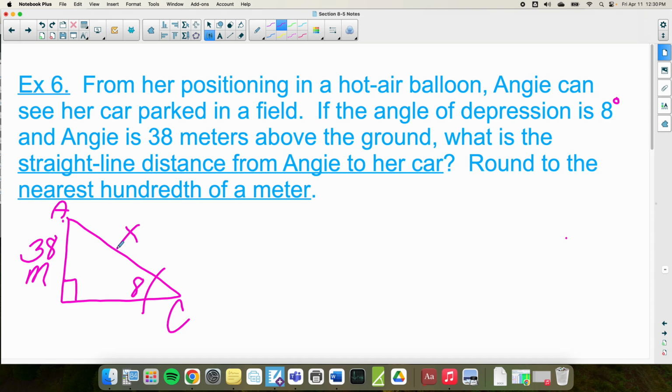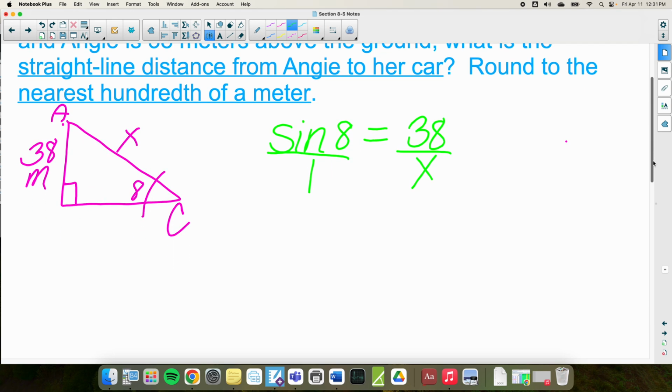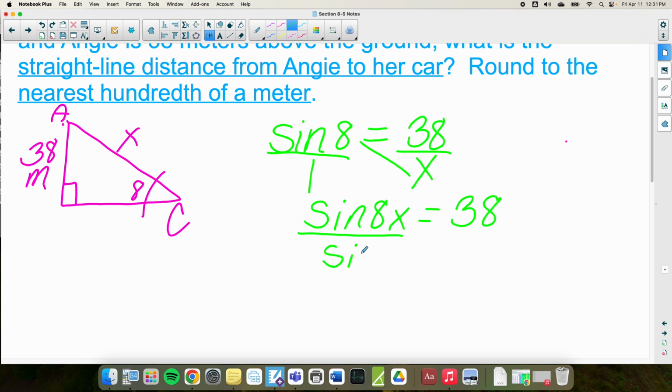What trig function is opposite over hypotenuse? Sine. Very good. So we'd go sine of 8 equals 38 over x. That's opposite over hypotenuse. Again, I know the angle, so this would be sine of 8 times x equals 38. I would divide by sine of 8. Did anyone do that? It's 273.04. Thank you.